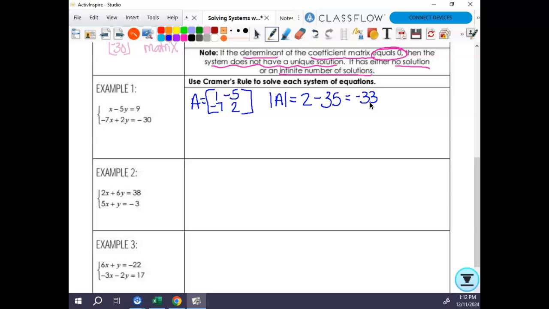Now, in order for me to find X, I'm going to use this negative 33. And I'm going to put what looks like absolute value signs because this isn't a matrix. I'm going to find the determinant of this. Since I'm looking for X, remember your first column is like your X's, your second column is your Y's. We replace the X's with our constants, so 9 and negative 30, and we leave the Y's in there. Do you see where that came from?